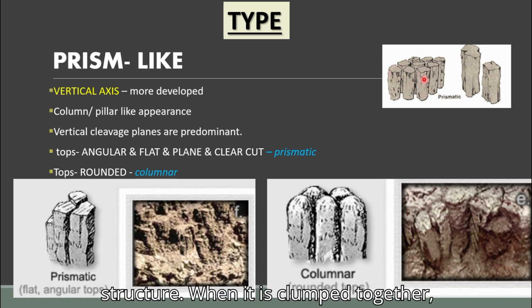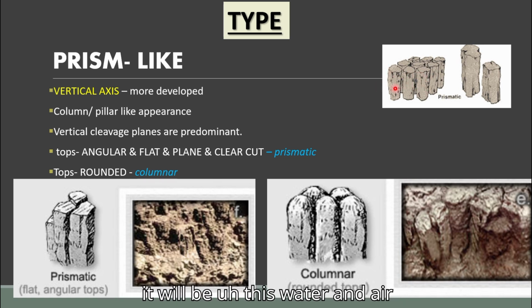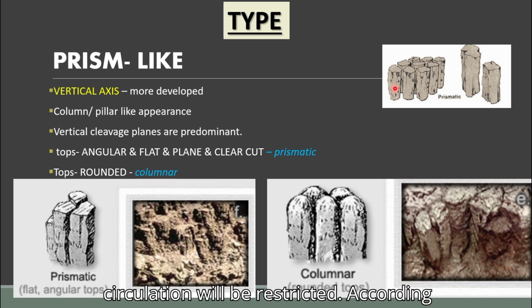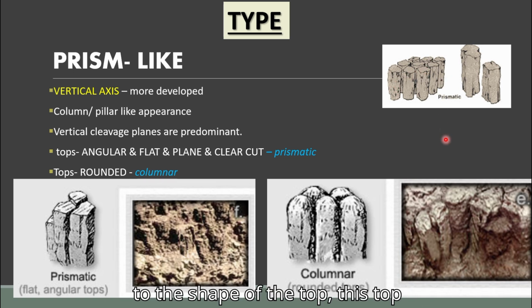When it is clumped together, water and air circulation will be restricted. So according to the shape of the top portion, there are two types of prism-like structure.